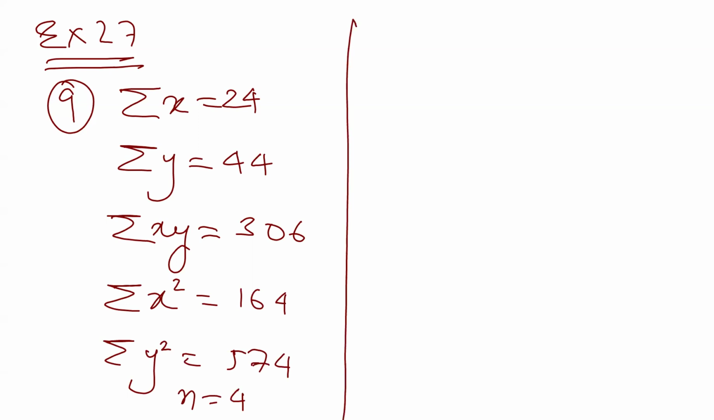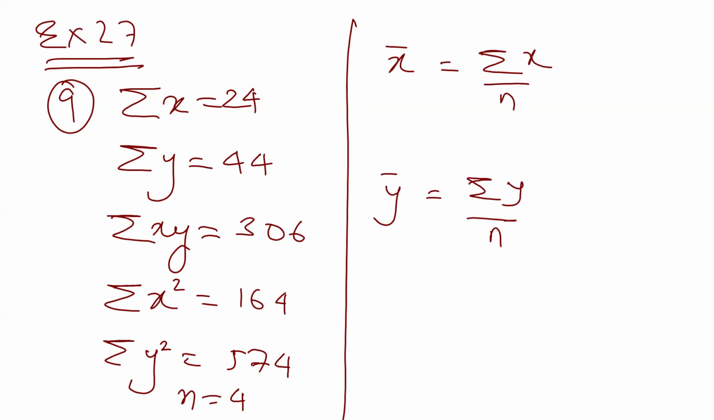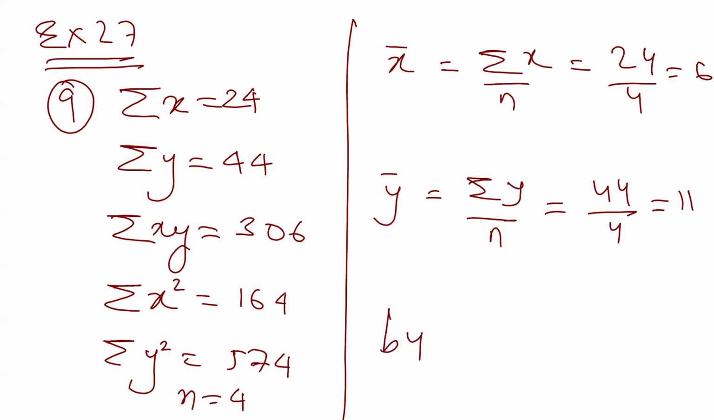First we'll calculate x bar and y bar, summation x upon n. In statistics, always try to calculate x bar and y bar first. So 24 upon 4, which is 6, and 44 upon 4, which is 11. Now if you read the problem, you are supposed to find the regression coefficient of y on x, which is nothing but byx. This is what is asked.